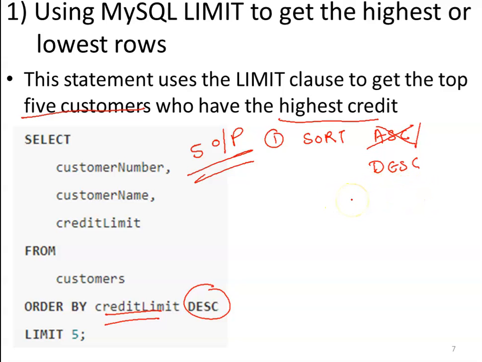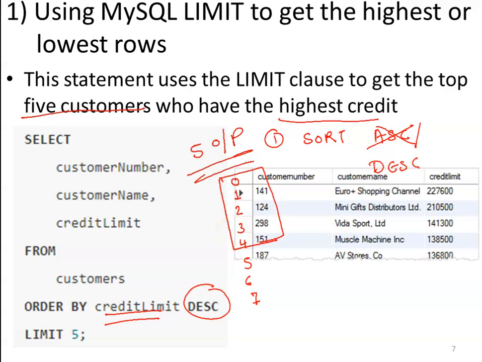So the customer with the highest credit will be at the 0th offset, then the next at the first, followed by the second offset, then the third, fourth, and so on. So after we get a list of all these tuples, we limit our information to the first 5 tuples. So this will give us the list of first 5 customers who have the highest credit limit. Looking at the query, we first order the list of customers based on their credit limit in descending order, and then we limit it to 5. Doing this, we get the list of only the first 5 customers with the highest credit limit.